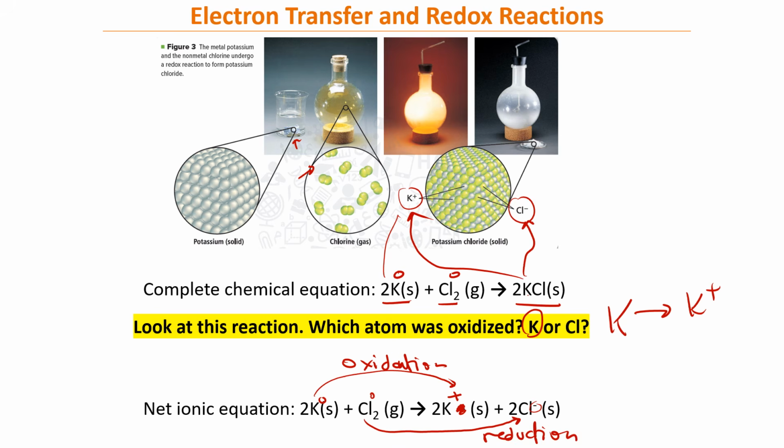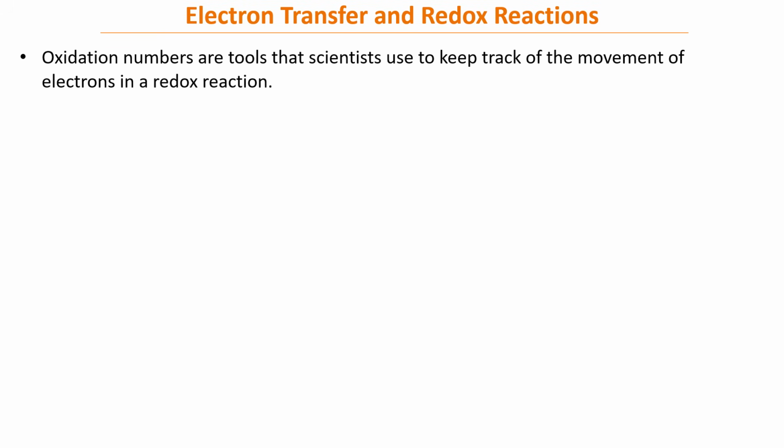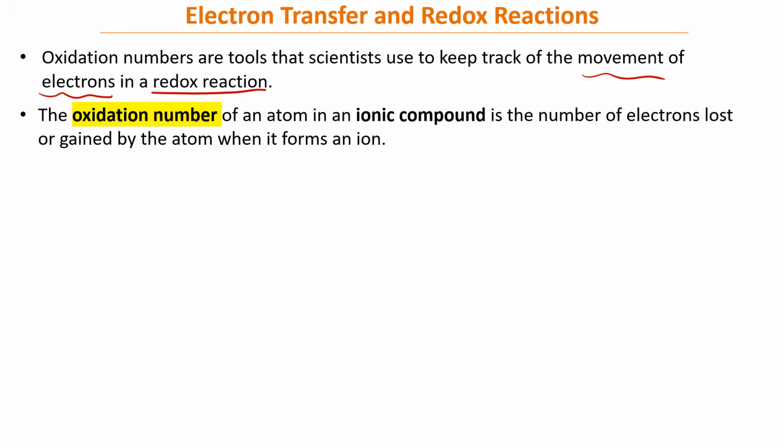So this is how we can look at equations from the perspective of losing or gaining electrons. يعني أي تفاعل نقدر نشوفه كأنه فقدان أو اكتساب إلكترونات. الذرة اللي تفقد إلكترونات تتغير شحنتها تكون oxidized. الذرة اللي تكتسب إلكترونات وتتغير شحنتها أو تقل معناها reduction. So how can we track oxidation and reduction? How can we track the movement of electrons? كيف نقدر نتتبع حركة الإلكترونات in a redox reaction? We use something called the oxidation number.